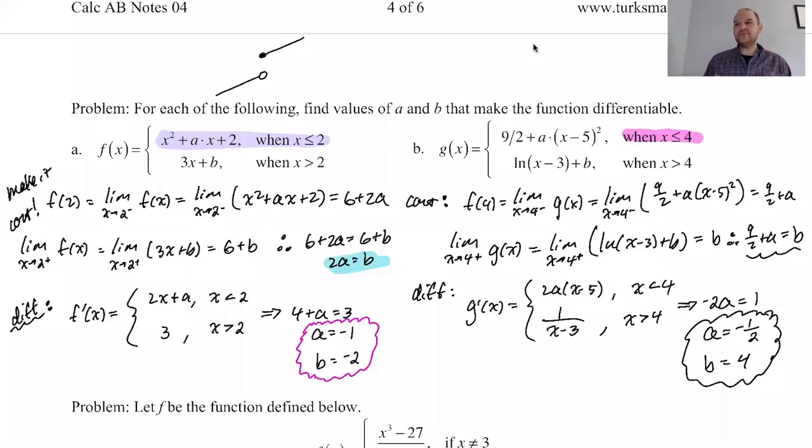All right, we're back. We are on page 5 of notes 4 of Calc AB. Differentiability and continuity, giant ideas, just definitions, use a lot of limits.